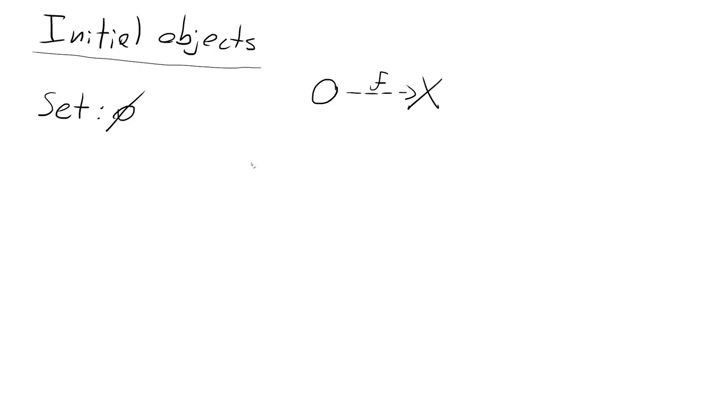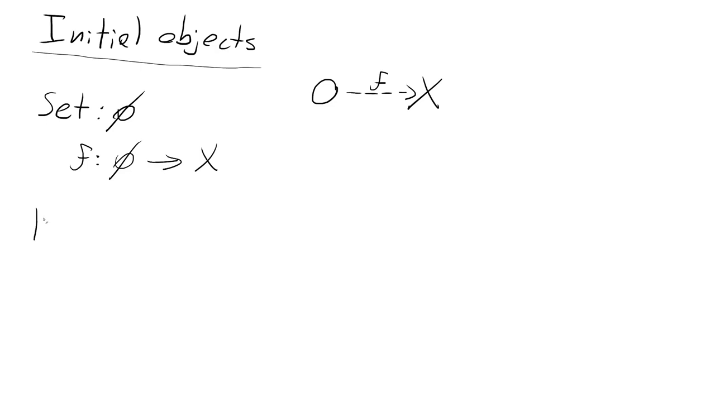Because for any set X, there is a function from the empty set to the set X. The function is unique. The function is defined by saying that we don't map anything anywhere. The graph of the function is empty because the domain is empty. That might not make much sense, but if you look at the definition of what a function is, it makes perfect sense. There are no inputs, so you don't need to specify any outputs.